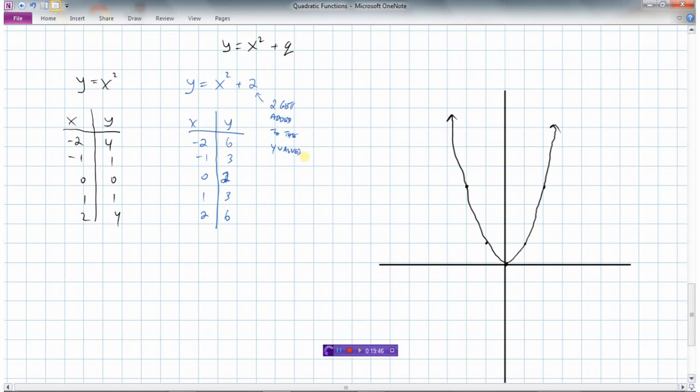And what does that do to the graph? Well, now instead of over 2 and up 4, I'm up 6. So here, instead of over 1 and up 1, I'm over 1 and up 3. And instead of 0, 0, I'm now up 2. And I'm here, and I'm here. And so when I draw my graph, the graph moved up 2. And that makes sense because all the y values are 2 more than what they used to be.